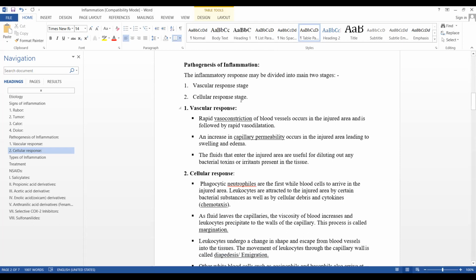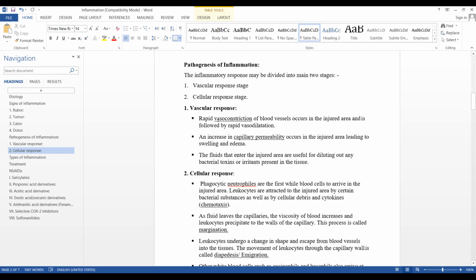Rapid vasoconstriction of the blood vessels occurs in the injured area and is followed by rapid vasodilatation. Now listen carefully. Vasoconstriction means narrowing of the blood vessel. Vasodilatation means dilatation of the blood vessel, that is the enlargement, the increase in the diameter of the blood vessel.